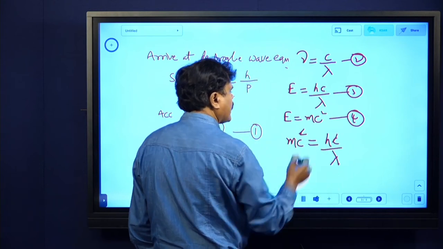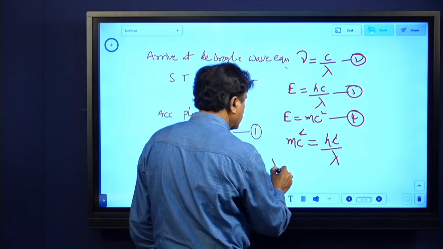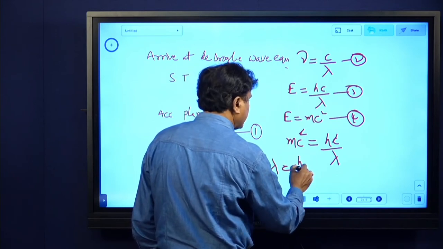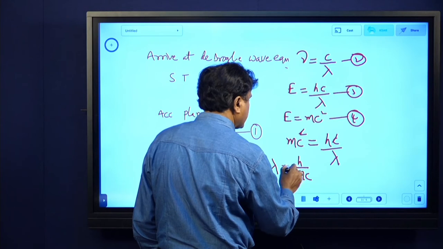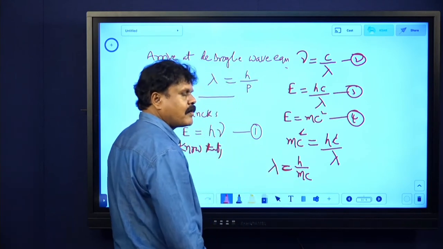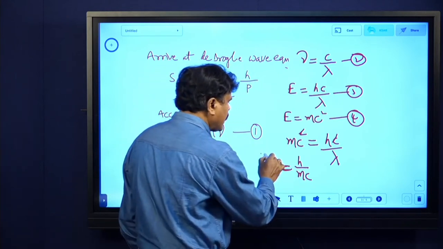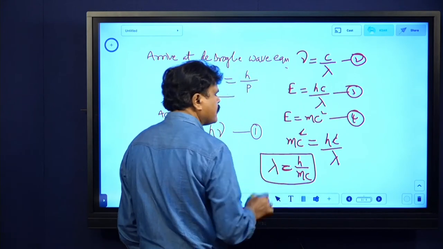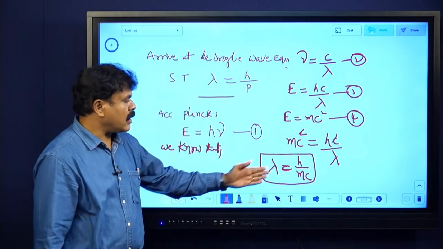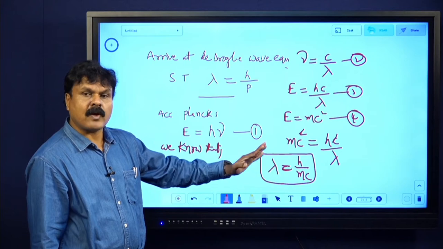So c and c cancel, and lambda equals h by mc. You are getting mc here. Further, you have to write one sentence: lambda equals h by mc is for a photon.